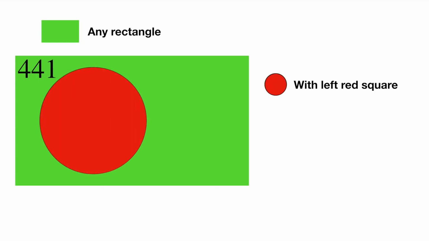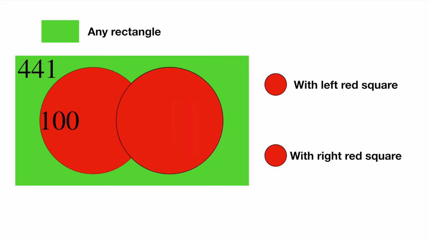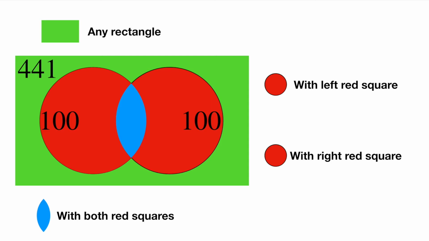Then we will count rectangles including the bottom left red square. Let's mark it with a red circle. We will show in a minute that there are 100. Similarly, we will get 100 rectangles including the top right red square. These two groups have an intersection, and this intersection is the set of all rectangles with exactly 2 red squares. We will show that 16 is their number.